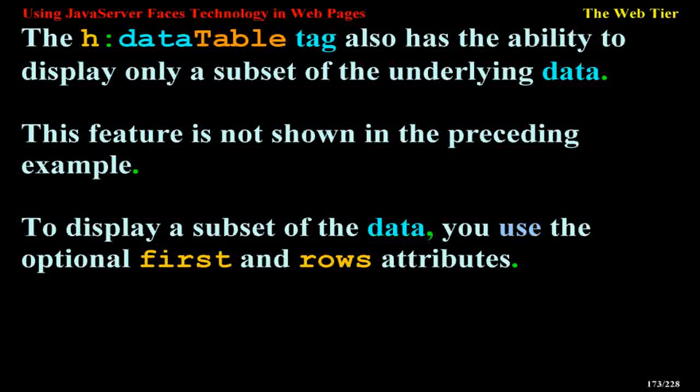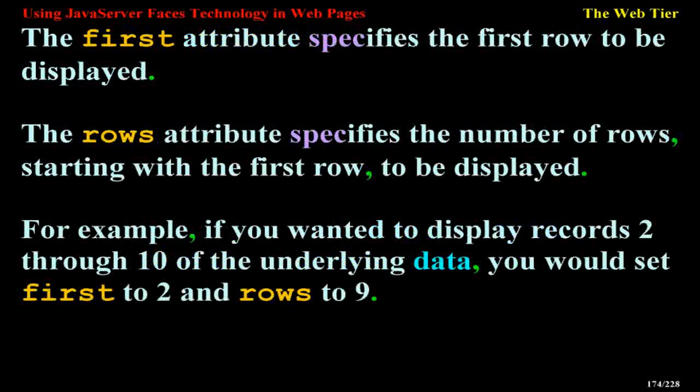To display a subset of the data, you use the optional first and rows attributes. The first attribute specifies the first row to be displayed. The rows attribute specifies the number of rows, starting with the first row, to be displayed. For example, if you wanted to display records 2 through 10 of the underlying data, you would set first to 2 and rows to 9.